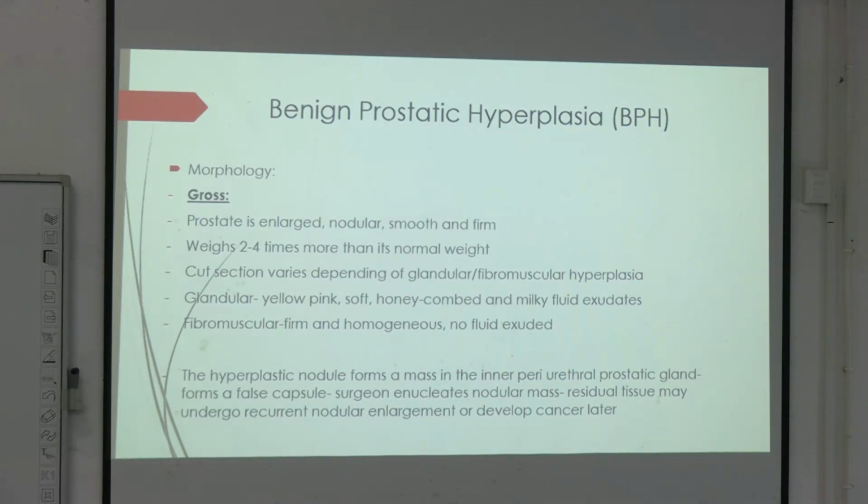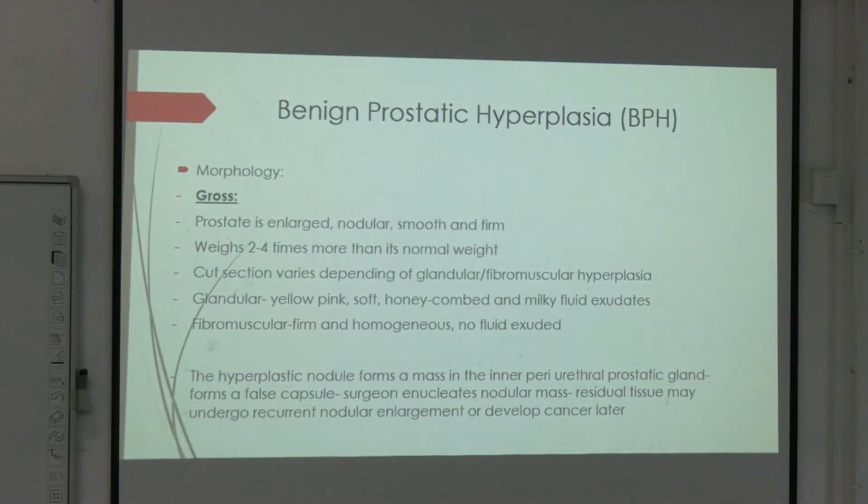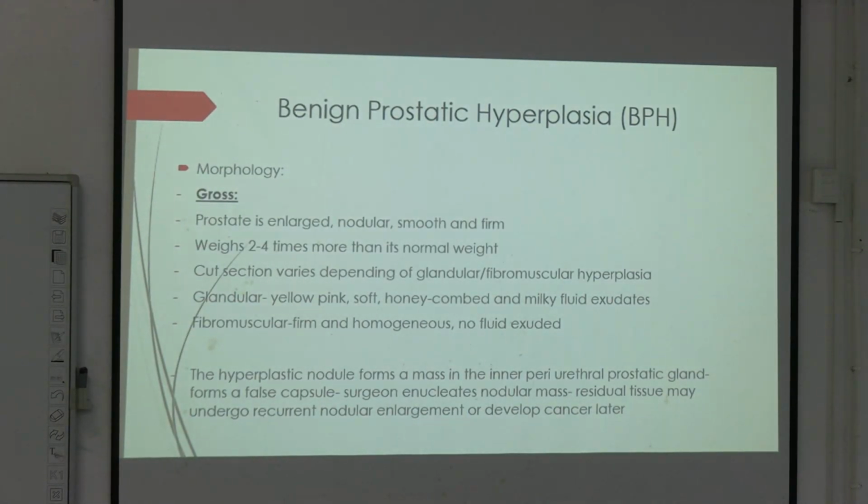So now morphologically, what will you get? On gross, as I told you all, the prostate will be increased, that is enlarged in size, nodular, smooth and firm, okay? And its weight will increase 2 to 4 times than the normal weight, okay? So what is the normal weight I told you all? 20 to 25 grams.